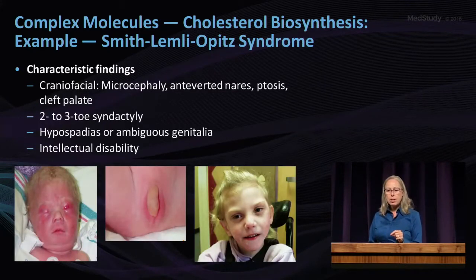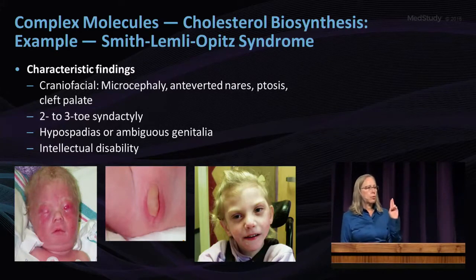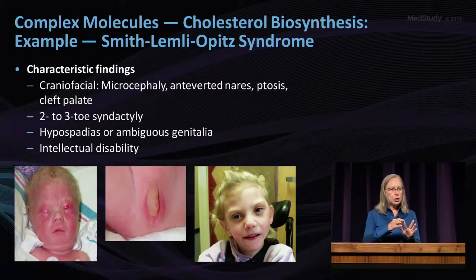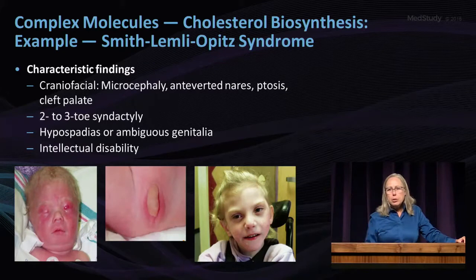They can have microcephaly, inverted nares, ptosis, and a cleft palate. 2-3-toe syndactyly, but realize that lots of people have 2-3-toe syndactyly. You're looking for really all the way down to the end of the toe. Hypospadias, again, common in the general population, or ambiguous genitalia, and intellectual disability. So making sure there's some 2-3-toe syndactyly, the hypospadias could be common, but do you have more to go on than that?